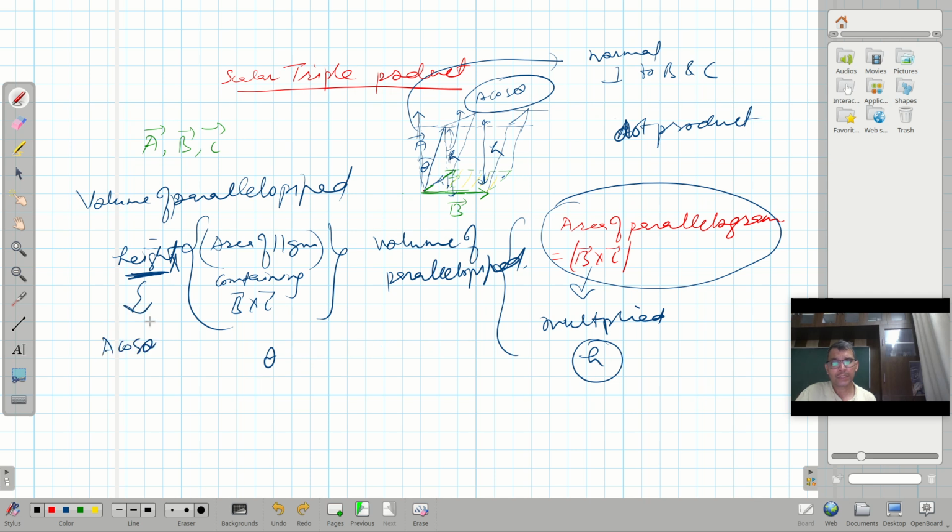Rather than this, do one thing, it's much better. So it is basically A cos theta multiplied by the magnitude of B cross C. Or in other words, I can say that this is A vector dot B cross C, its magnitude, and it is making an angle theta with n cap.